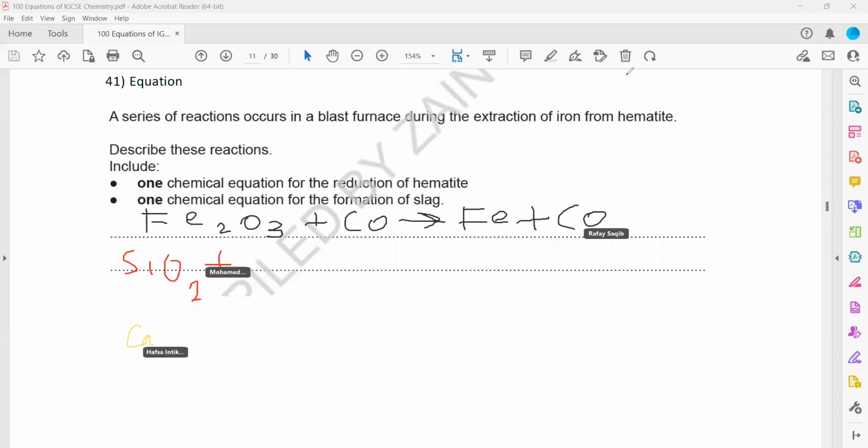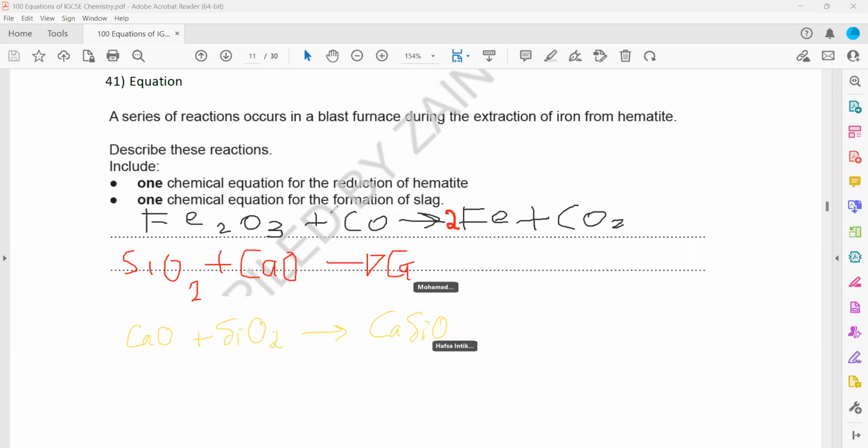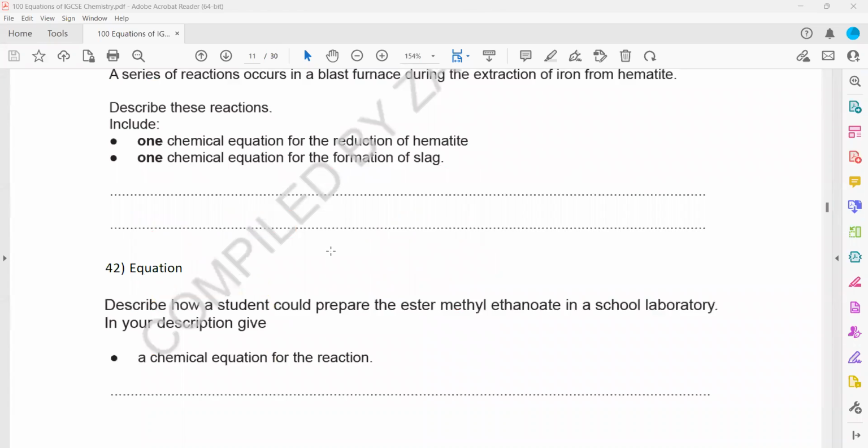And the equation must be balanced. Whenever you're writing an equation, it must be balanced. So 2 iron, so iron 2 here balances, and oxygen 6, so we put 3 here. So oxygen and carbon are also balanced. And then the second equation for formation of slag: when calcium oxide reacts with silicon 4 oxide, it will form calcium silicate, which is also known as slag. Calcium oxide is a metal oxide and silicon oxide is an acidic oxide, resulting in the formation of slag.